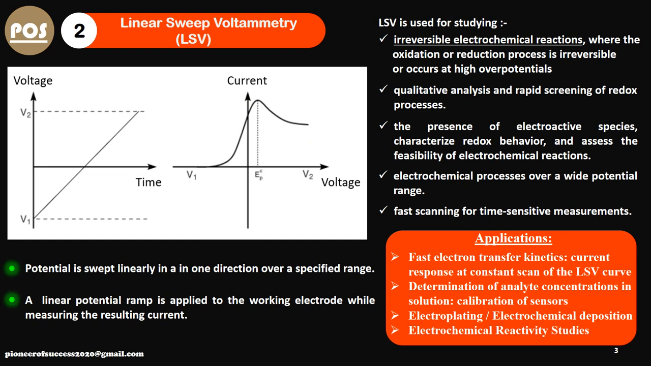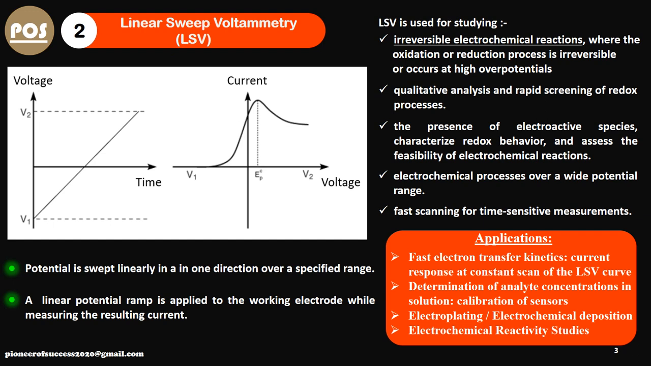Now, coming to linear sweep voltammetry, what do we study with LSV? Basically, we prefer to use LSV for irreversible electrochemical reactions, where the oxidation or the reduction process is irreversible or occurs at very high overpotentials. What overpotential is, we'll talk about in a separate video, because this is beyond the scope of this particular discussion, but it is important to understand the actual meaning of overpotential. Qualitative analysis and rapid screening of redox processes: if this is the target, then we prefer to use LSV.